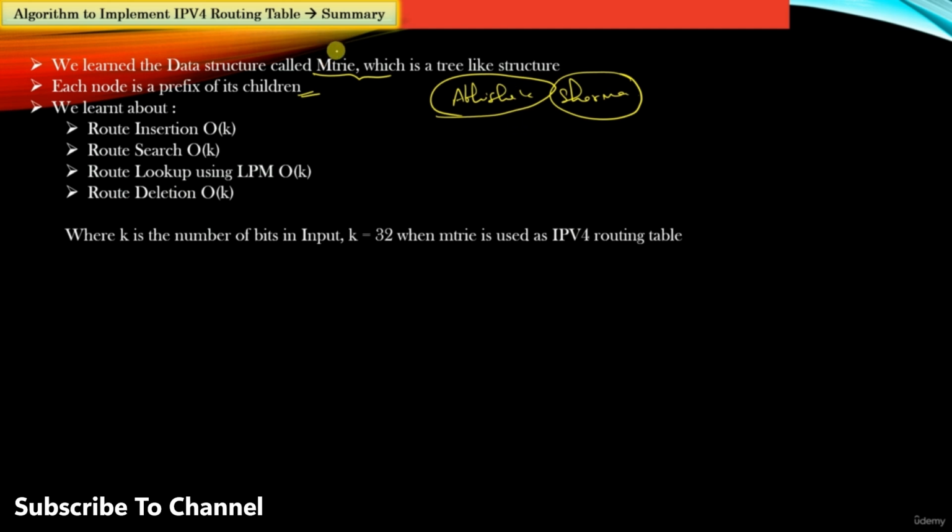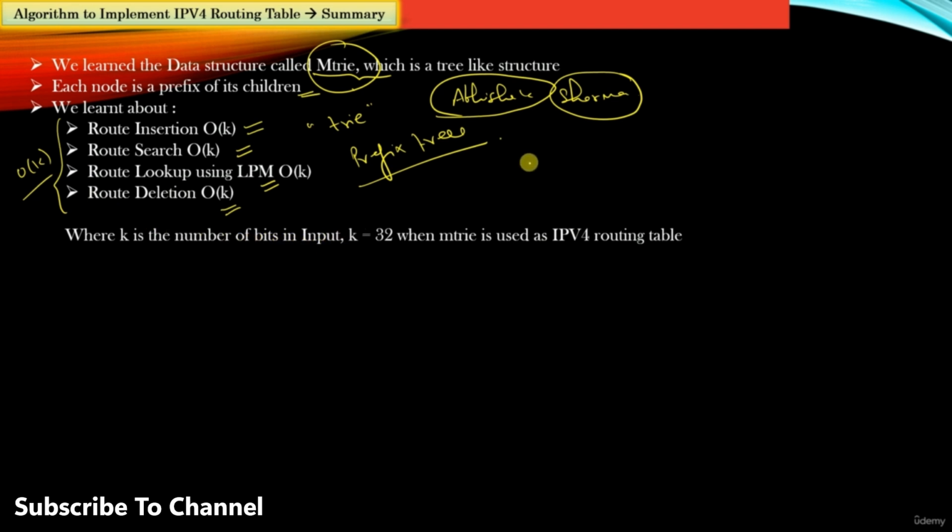This is the property of this mtry data structure, and for this reason the trie family of data structures is also called prefix tree. They are called prefix trees because each node contains the prefix of its children. In other words, every child contains the suffix of its parent. And we learned about the route insertion algorithm, route search algorithm, route lookup algorithm, and route deletion algorithm. All of them take order of k time, where k is the number of bits in the input string. So for an IPv4 address, k is equal to 32. So essentially, the mtry data structure gives you constant time complexity.